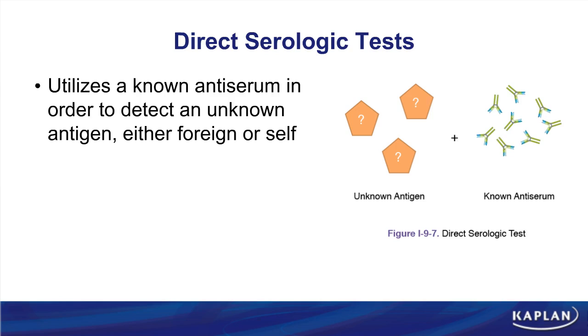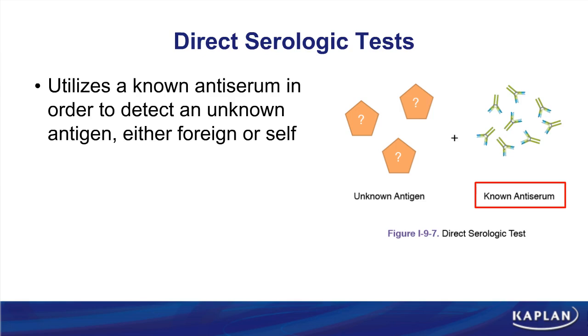Now, I always try to oversimplify things, so when you're talking about direct serological testing, I just want you to take the word direct and put an equal sign to antigen. With direct serological testing, you are always looking for an unknown antigen, which means that you have to have in that assay known antiserum, which will contain antibodies that would be able to recognize that antigen if it was present.